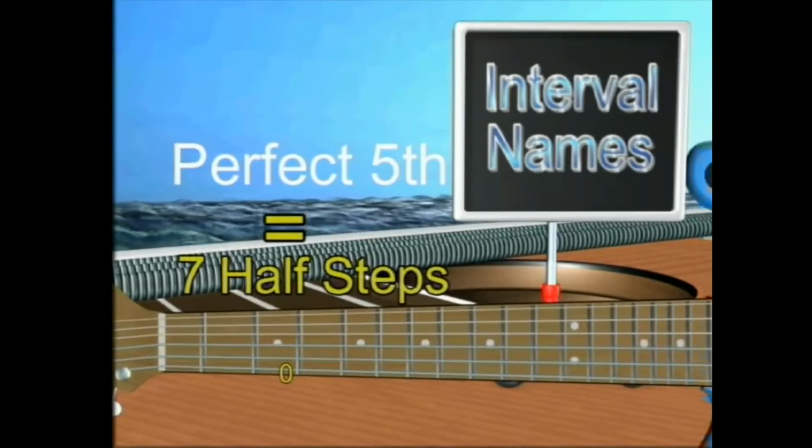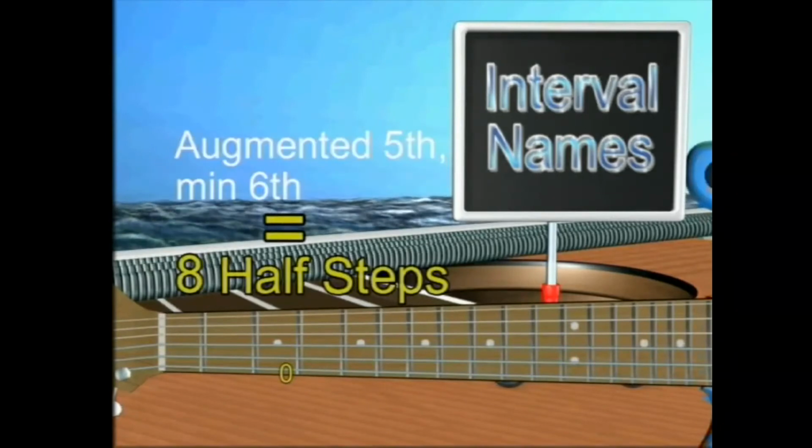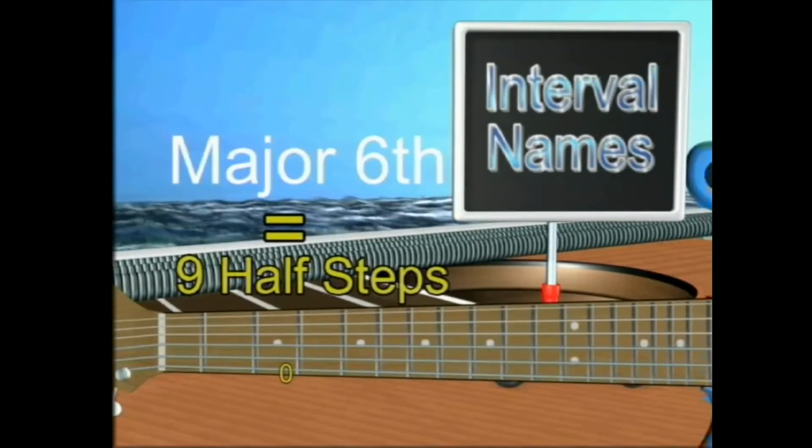7 half steps is a perfect fifth. 8 half steps is a minor or flat 6th or 13th. 9 half steps is a major 6th.